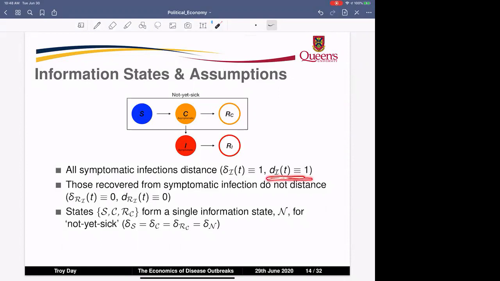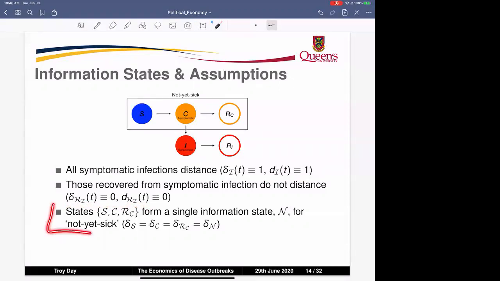So that means that the fraction of I individuals distancing is 1, they're all distancing. I'm going to assume similarly that none of the individuals who have recovered from the I class are distancing. That's reasonable because if you've recovered from the I class, you know you've been infected, and so you know that you're immune. There's no reason for you to stay home because you can't get infected and you can't infect other people.